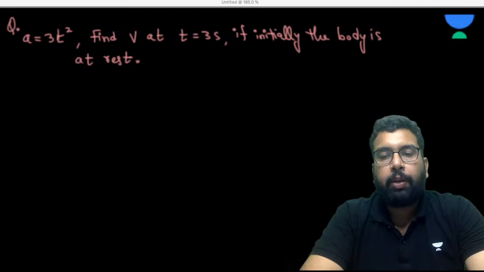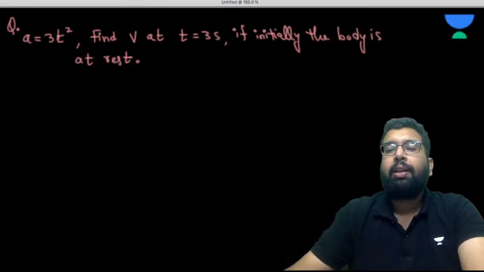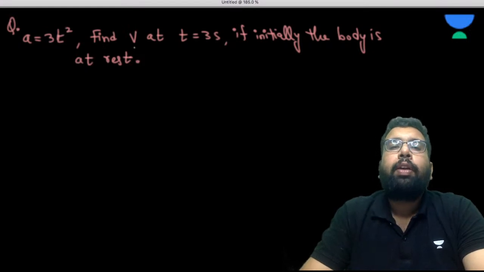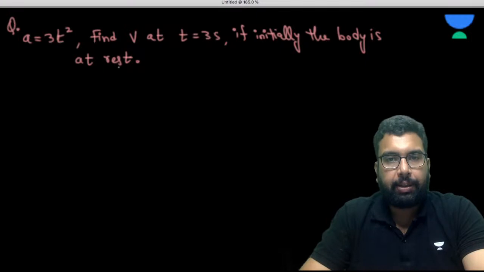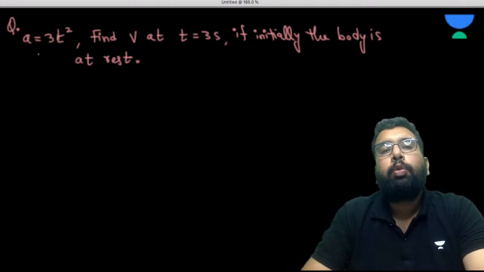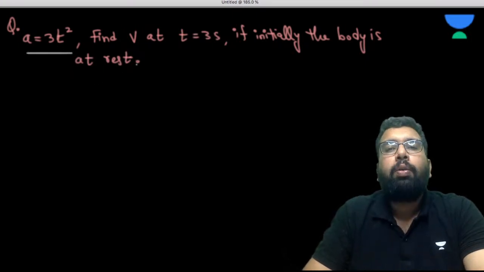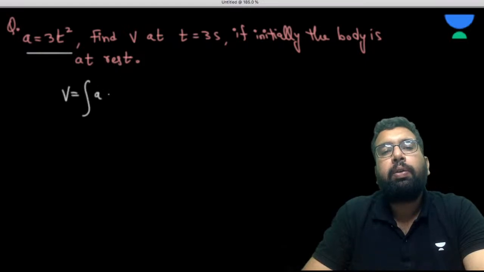So how can we do it? It is given that a is equal to 3t square. Now find v at t is equal to 3 seconds if initially the body is at rest. We have the function of acceleration. For finding the velocity, we can integrate this with respect to t.